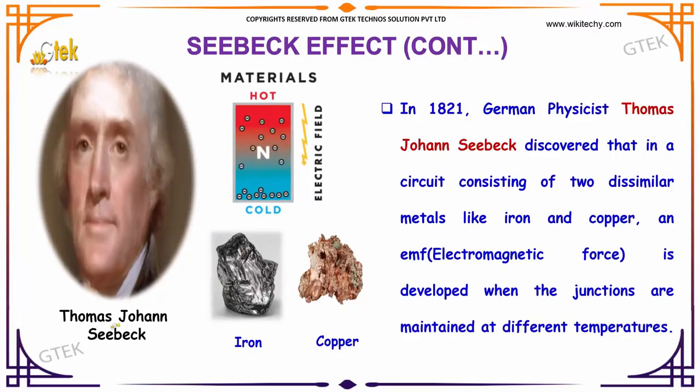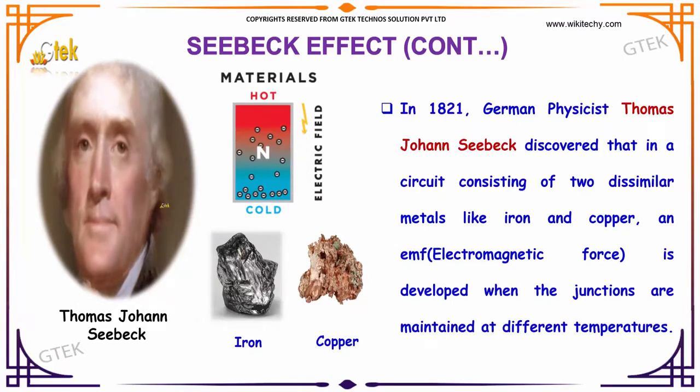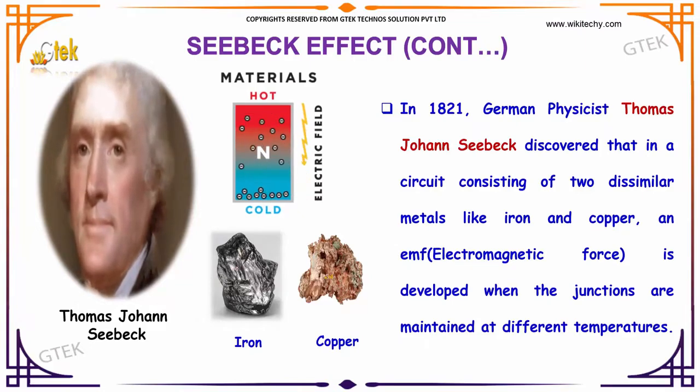In 1821, the German physicist Thomas Johann Seebeck discovered that in a circuit consisting of two dissimilar metals like iron and copper, an electromotive force is developed when the junctions are maintained at different temperatures. That's referred to as the Seebeck effect.